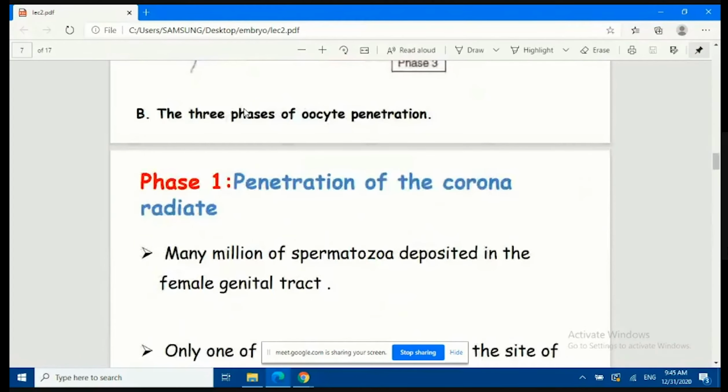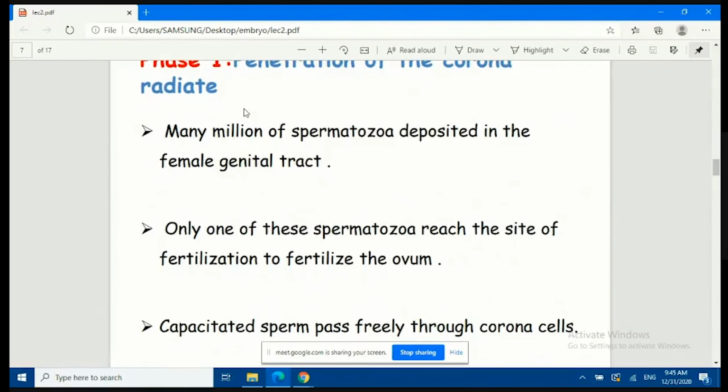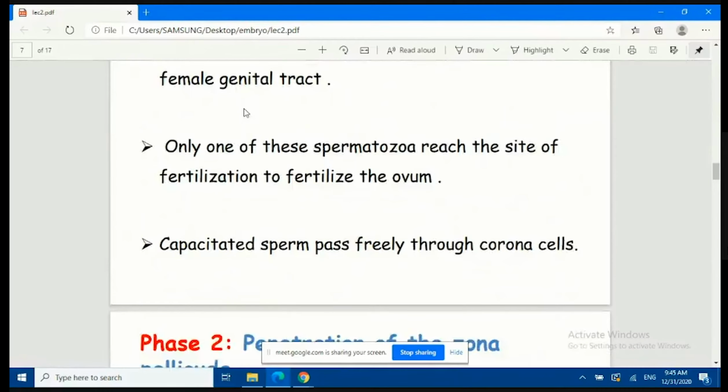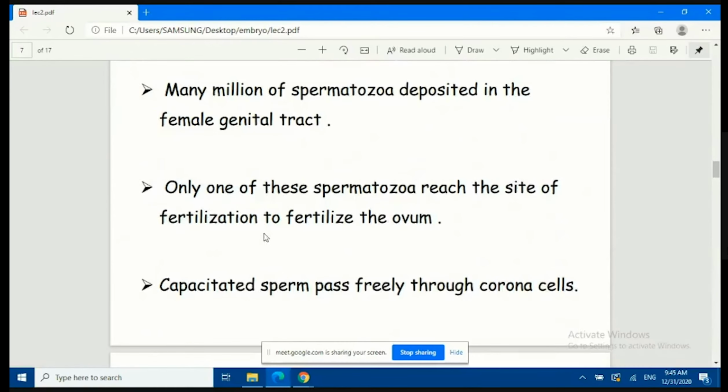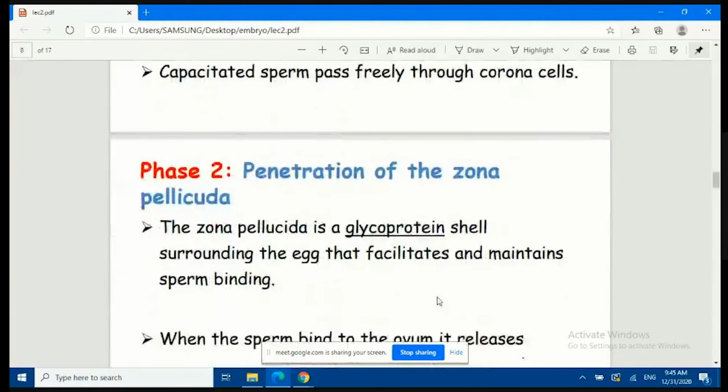أوكي the three phases of the oocyte penetration مهمة. زين، هنا شنو اللي مهم عندي؟ إنه capacitated sperm pass freely through corona cells. ممكن أجيب not capacitated sperm pass freely through corona cells. True or false? False طبعا، لازم يصير capacitated.